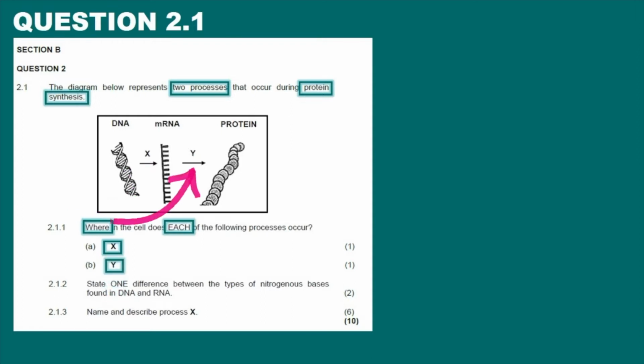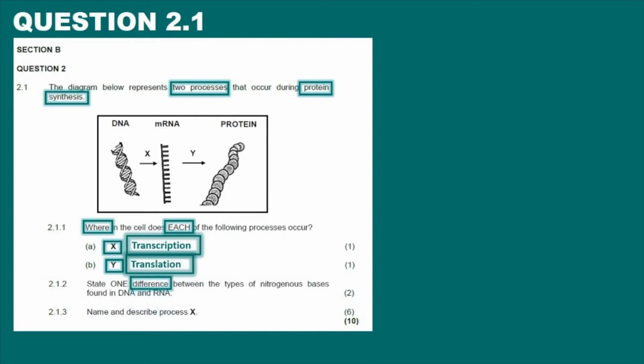The most important thing here is that you need to be able to identify these processes. If you do not know the name of the process, you will not be able to answer the location, or you will not know where it will take place. So process X will be transcription and process Y is translation.